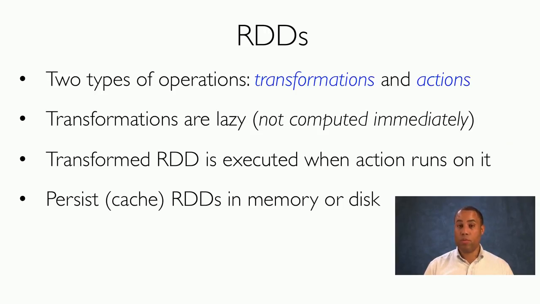There are 2 types of operations you can perform on an RDD, transformations and actions. Transformations are lazily evaluated. They're not computed immediately. A transformed RDD is executed only when an action runs on it. You can also persist or cache RDDs in memory or on disk.